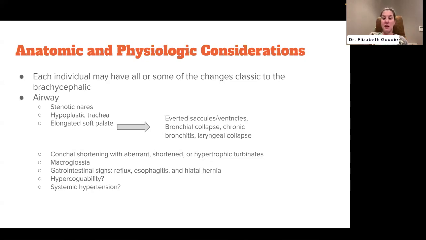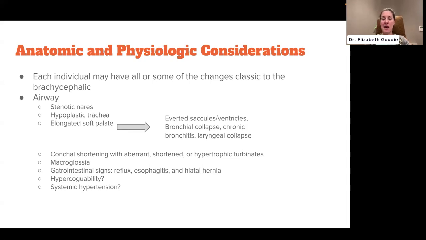In addition, in Europe in particular, there are some groups that are trying to approach the hypertrophic turbinates. In the United States, we're not doing too much with those. Obviously, you can do surgery for the stenotic nares and the elongated soft palate. But if you're not doing anything about the turbinates, and you can't really tell that just from external physical exam, those can be causing issues as well.